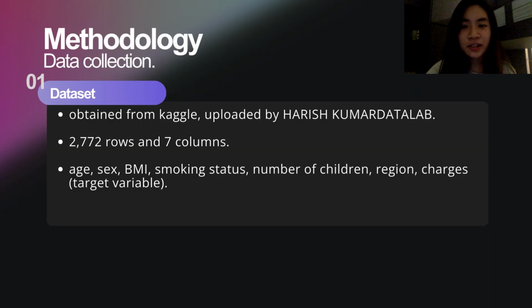The dataset was sourced from Kaggle and contributed by the user Harish Kumar Data Lab, and it was last updated a year ago. This dataset comprises 2,772 rows and 7 columns. Each row represents the data of an individual. Among the 7 columns, 6 columns represent independent variables that potentially influence the medical insurance price. These features include age, sex, BMI, smoking status, number of children, and region. The 7th column represents the dependent variable, which is charges.